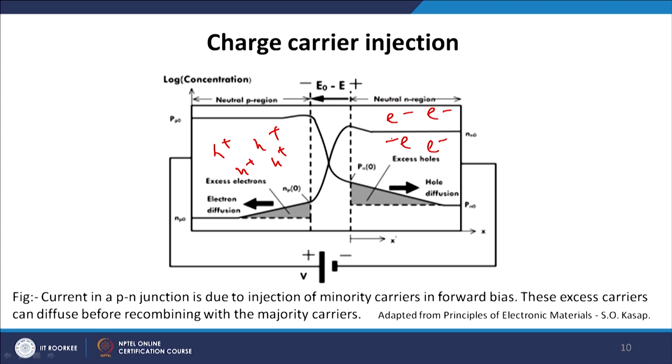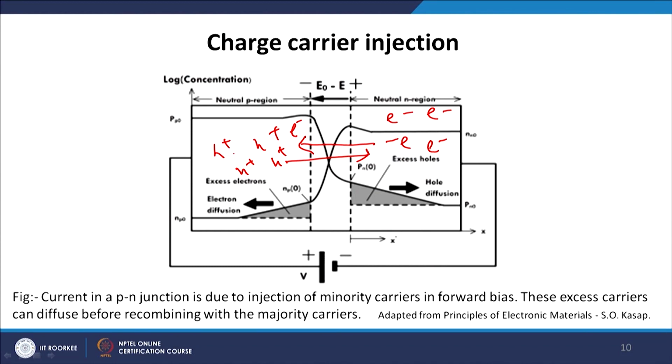Now, once electrons cross this boundary and reach the P side, in the P side the electron is a minority carrier. Similarly, once holes cross this boundary and reach the N side, there they become minority carriers. So, that is why it is said that in a forward bias PN junction, current is due to the minority carriers, because once the electron crosses the boundary and reaches the P side, it becomes a minority carrier, and once the hole crosses the boundary and reaches the N side, it also becomes a minority carrier. So, the current is due to the minority carriers in forward bias.